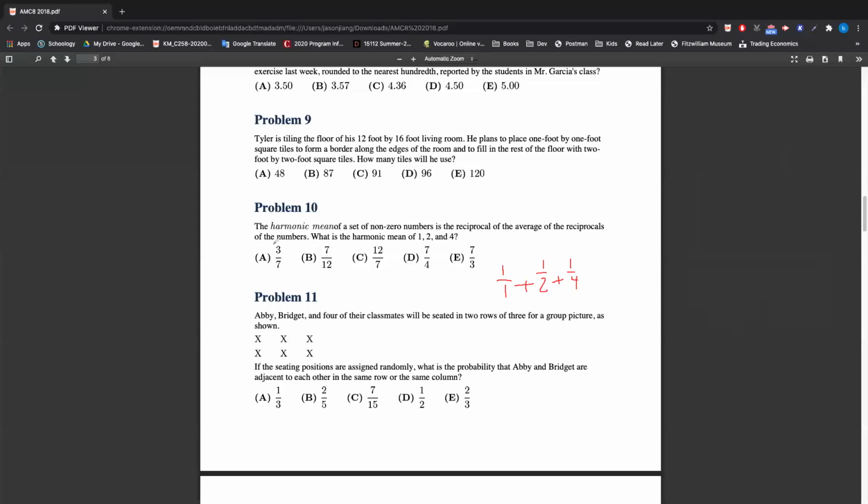Kind of want to work backwards in this problem because the first thing we have to do is take the reciprocals of the numbers. And that's equal to 7/4. Right? 1 plus 2/4 plus 1/4. Okay, and now we need the average. Well, since there were 3 numbers, we just have to divide this by 3. And that would get us 7/12. Okay, and finally, we have to take the reciprocal again. That's 12 over 7. So C is our answer.